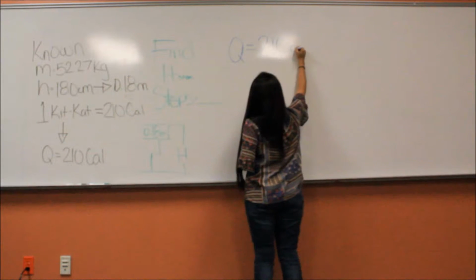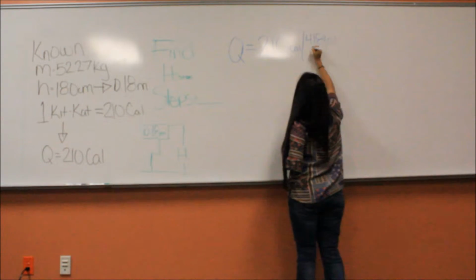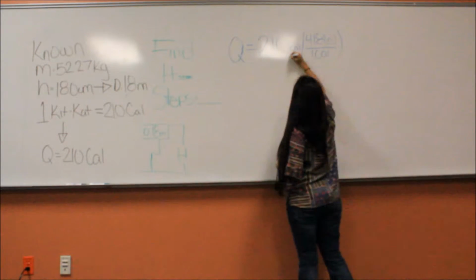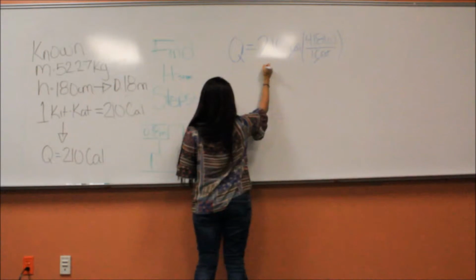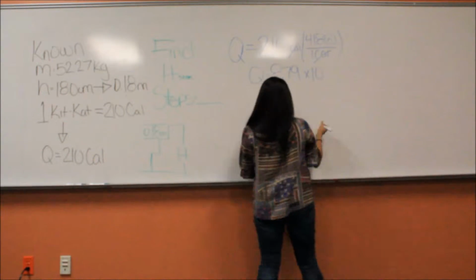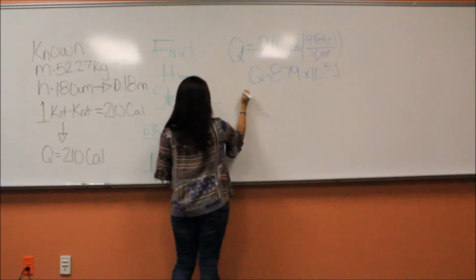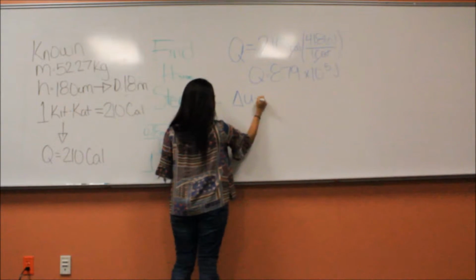Step 1. Use the mechanical equivalent of heat to convert the calories into joules, using the food unit calories with the capital C, which is 4,186 joules over 1 calorie. Calories cancel out, leaving me with joules, so the new heat is 8.79 times 10 to the 5th joules.